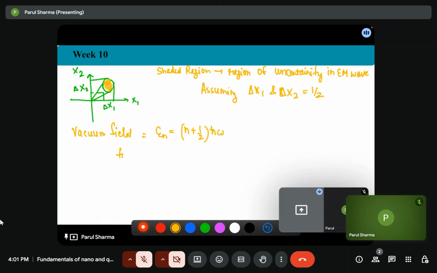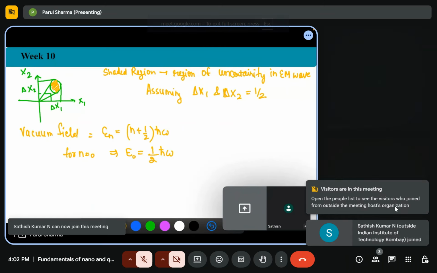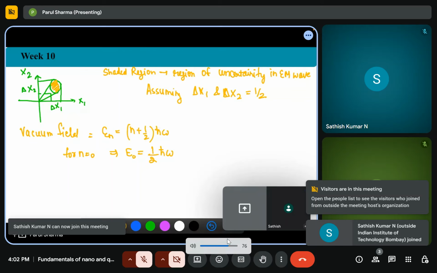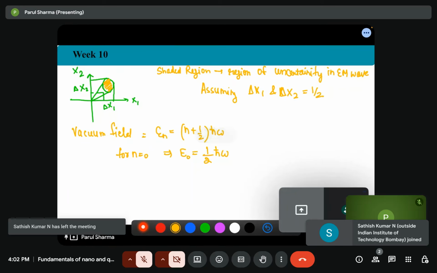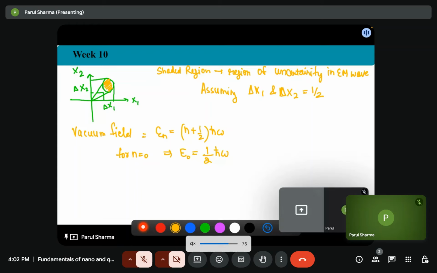So for the vacuum field, for n equals 0, E naught equals half h cross omega. What is this saying?